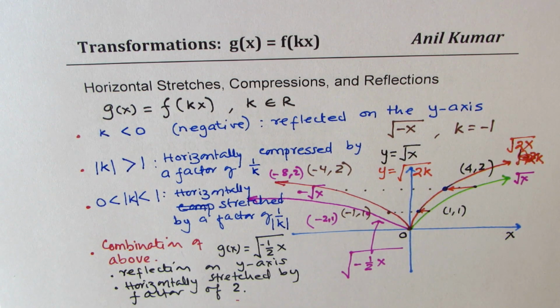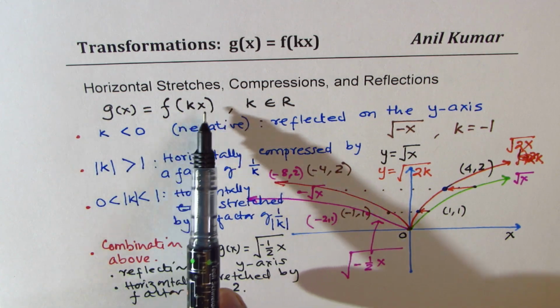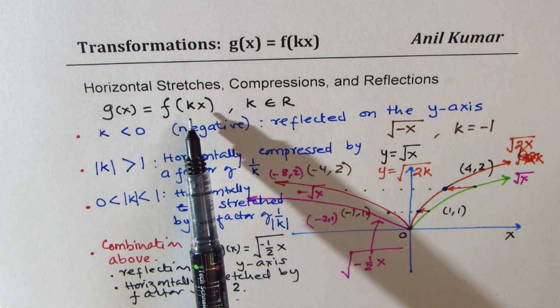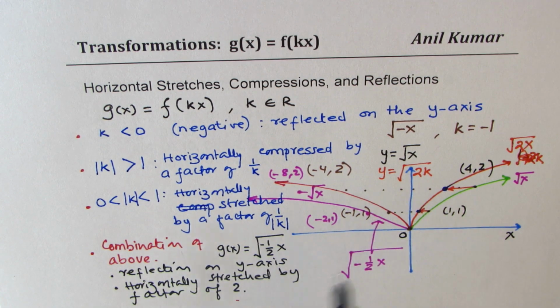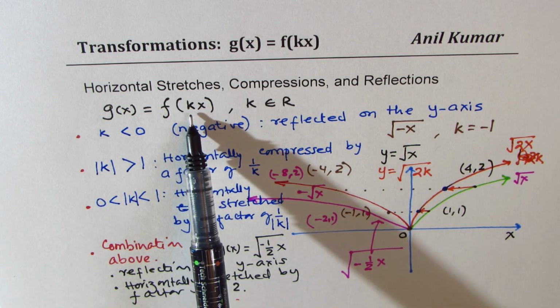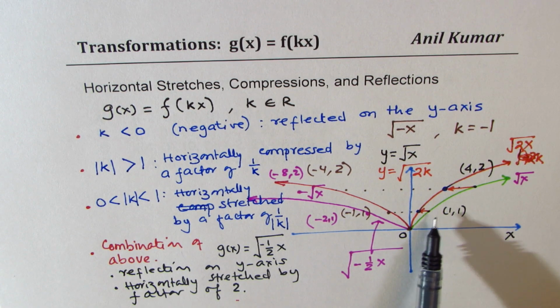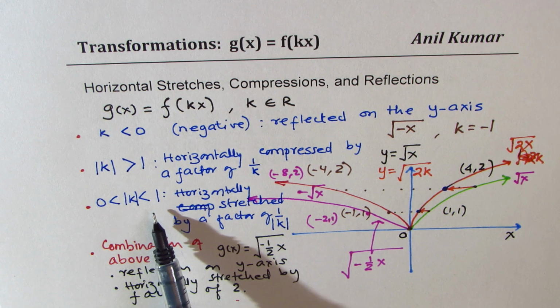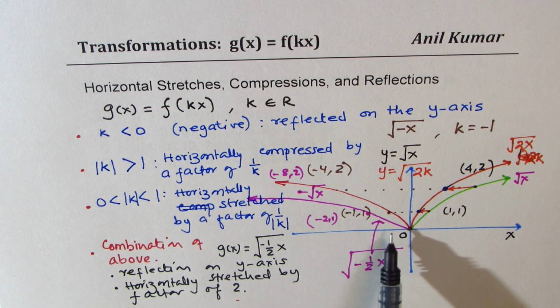So I hope that gives you a fairly good idea about the functions of the type g of x equals f of kx, where k is any real number. If k is negative, in that case the graph is reflected on the y-axis. If the absolute value of k is greater than 1, it is horizontally compressed as shown here. And if the absolute value of k is less than 1, in that case it is horizontally stretched as shown in the last graph. So I hope the concept is clear. Now based on this, let us take some multiple choice questions to review.